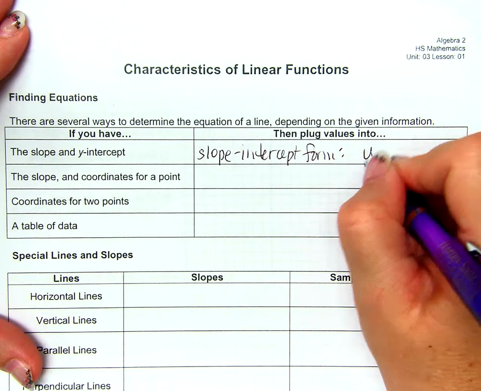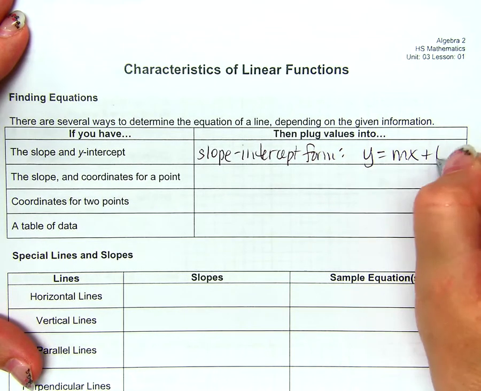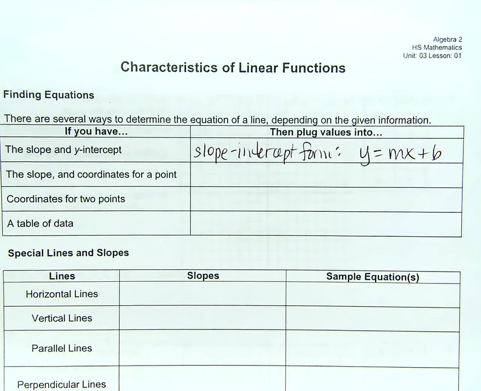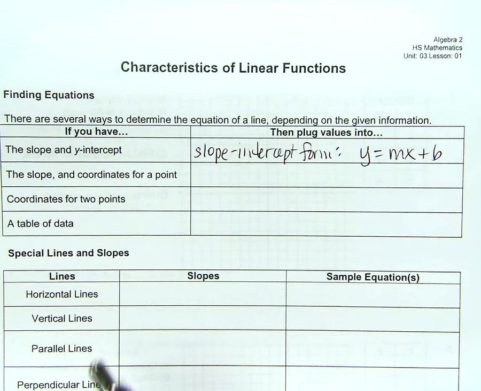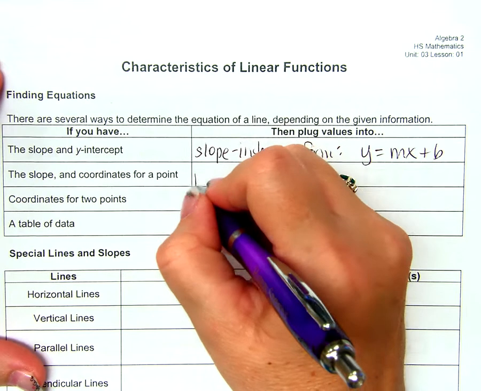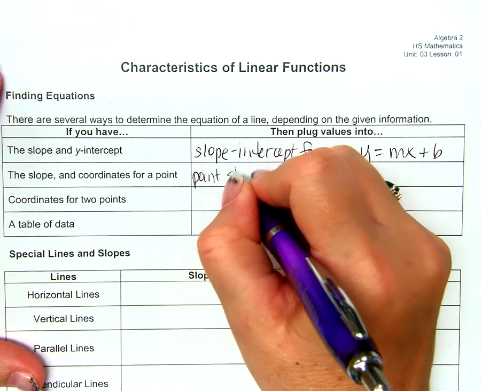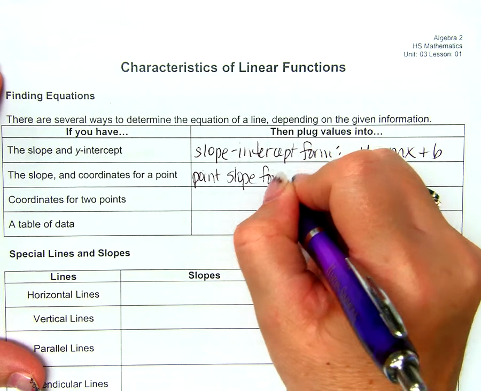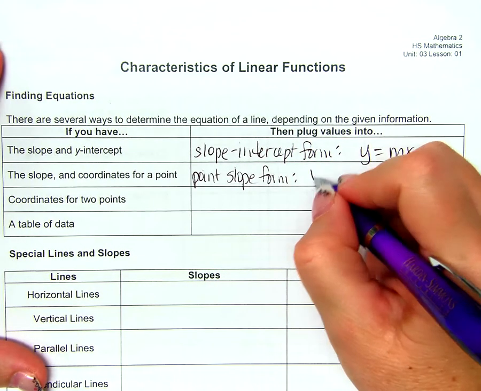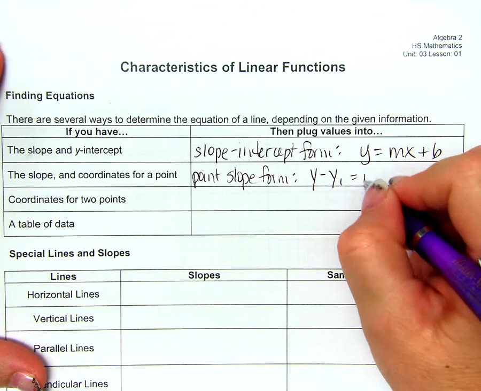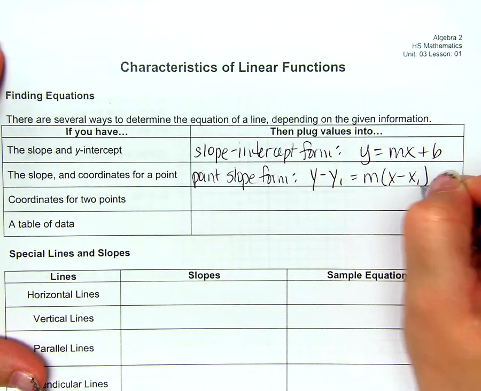I know that seems a little silly, but guess what? There are those crazy kids that don't remember that, so I'm reminding them today. If you have a slope and an intercept, put it in slope-intercept form. Okay? What if you have the slope and a point? Point-slope form, right? Point-slope form, which is y minus y1 equals m times x minus x1.